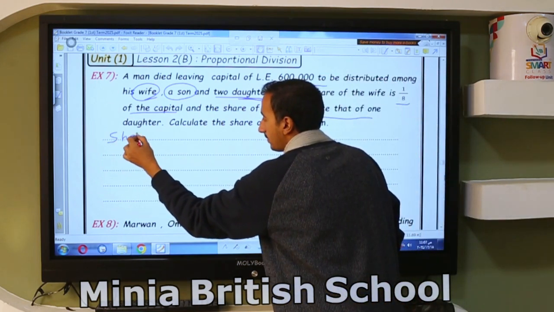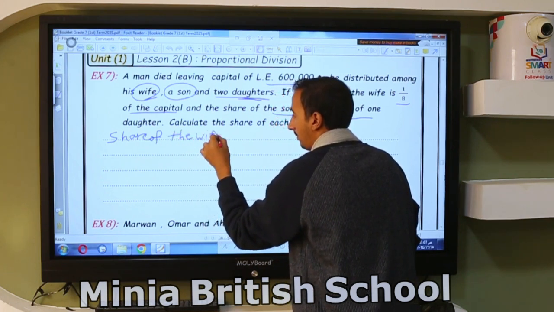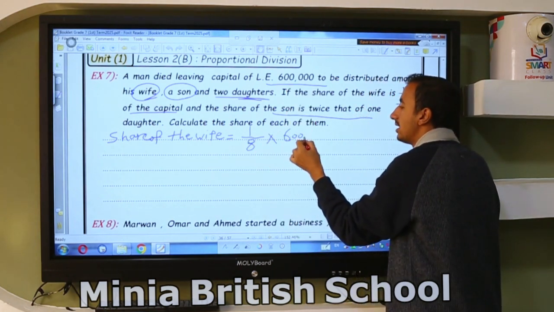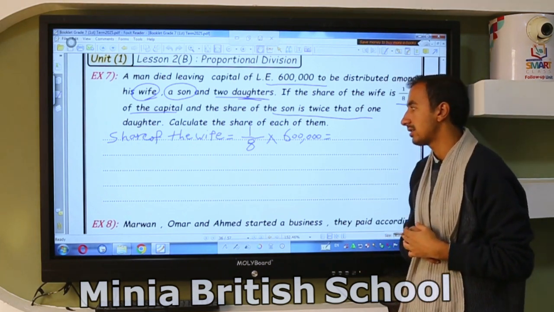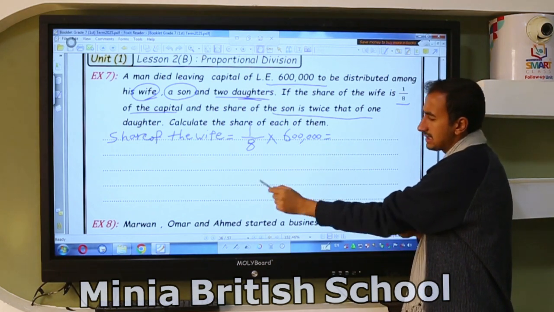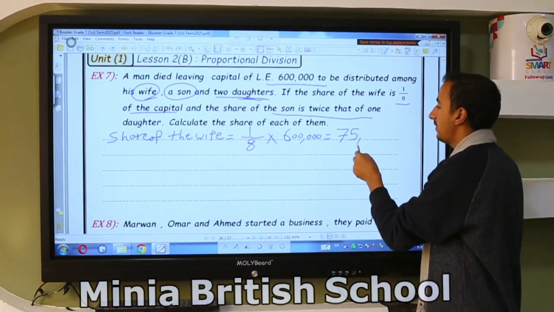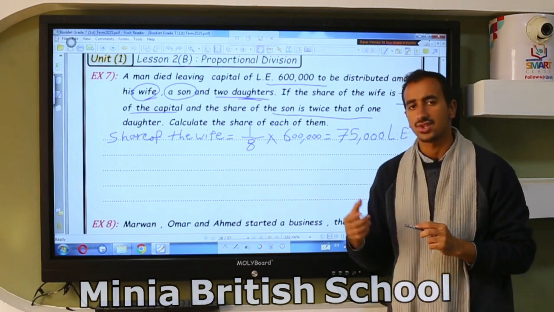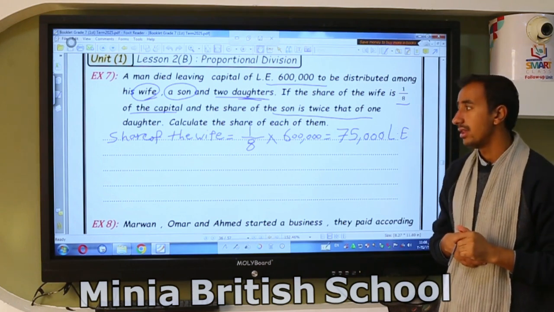So the first step, I can find the share of the wife. Share of the wife equals 1/8 times the total 600,000. So I have 1/8 times 600,000 makes 75,000 LE. You can use a calculator: 600,000 times 1 over 8 is 75,000. This is the share of the wife.